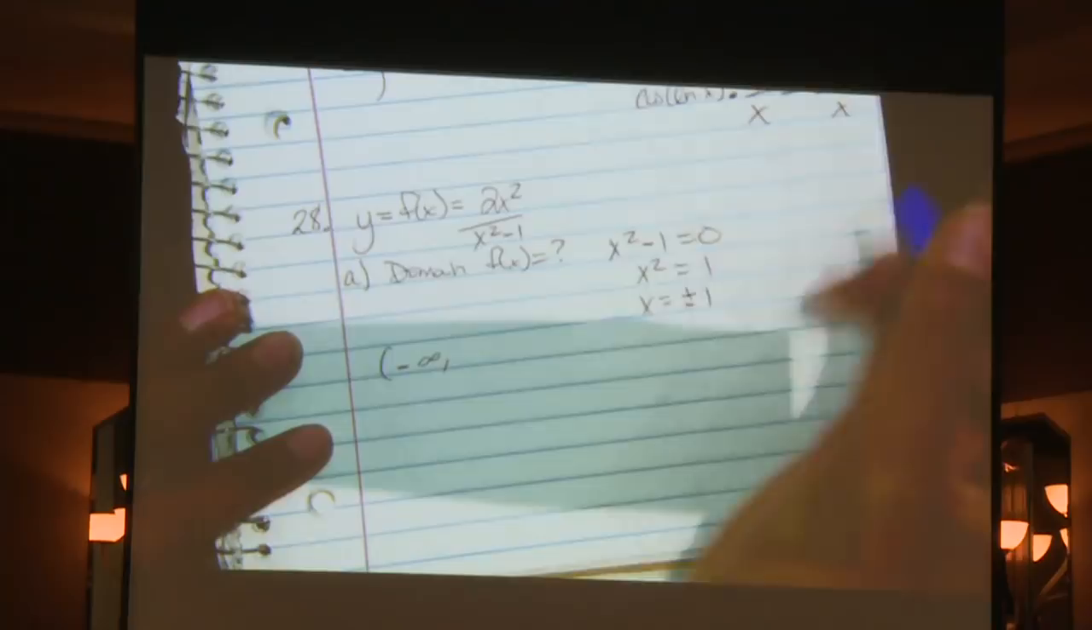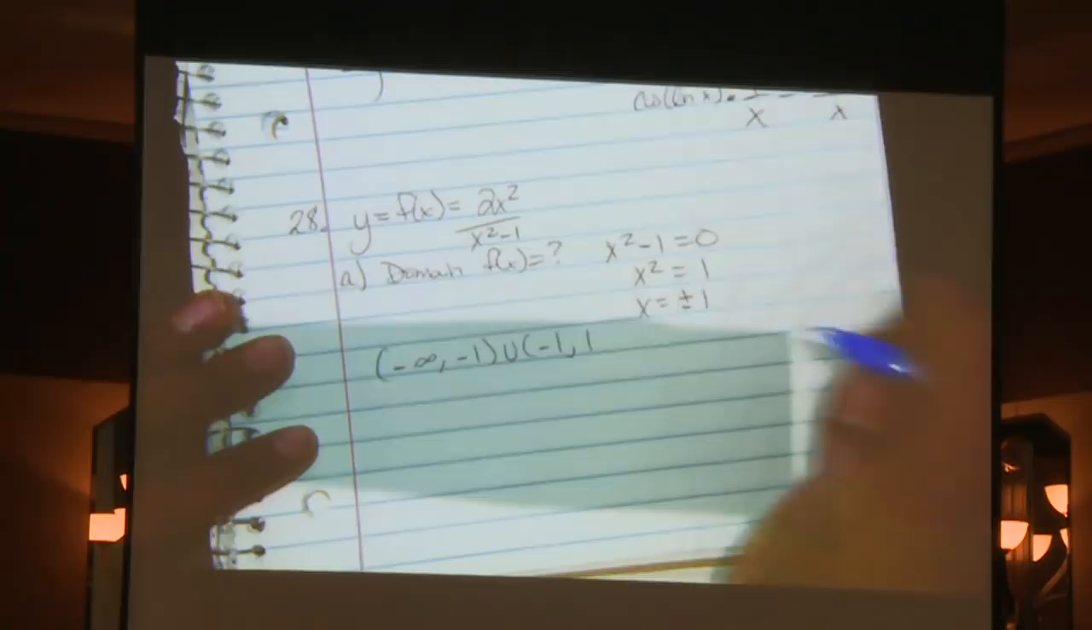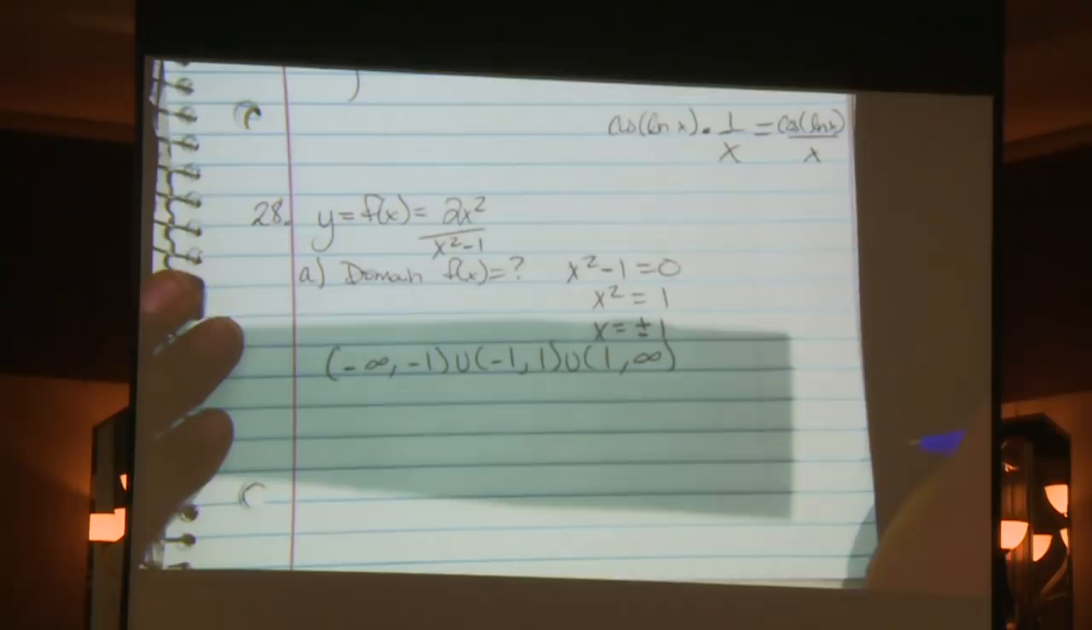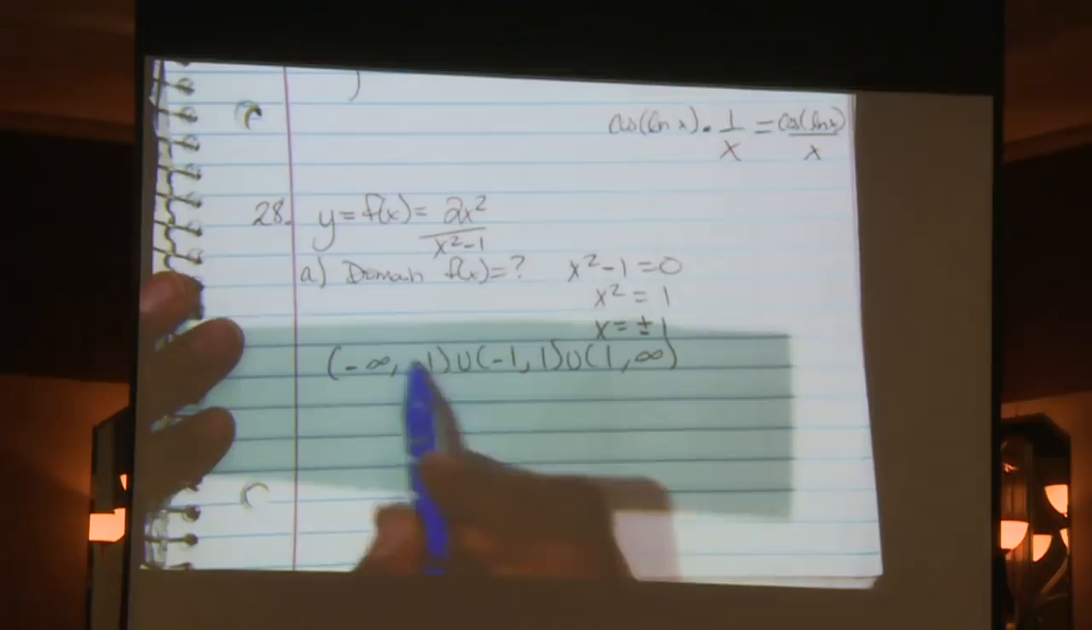So I need to write that as this. Negative infinity to negative 1, union negative 1 to 1, union 1 to infinity. So the only places it's undefined or it can't be defined is negative 1 and 1.